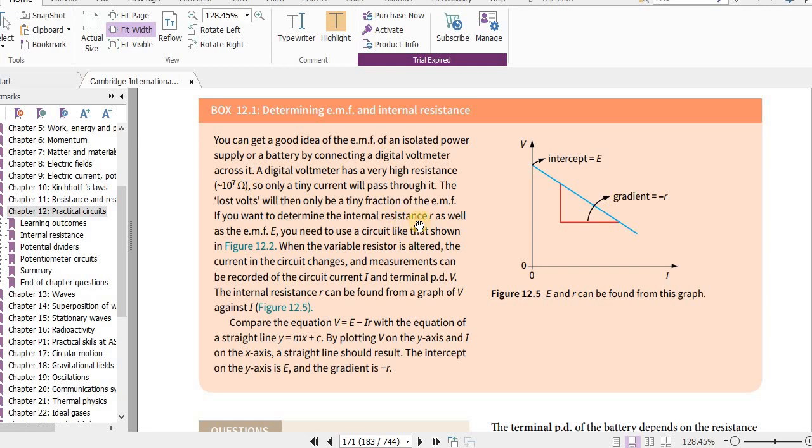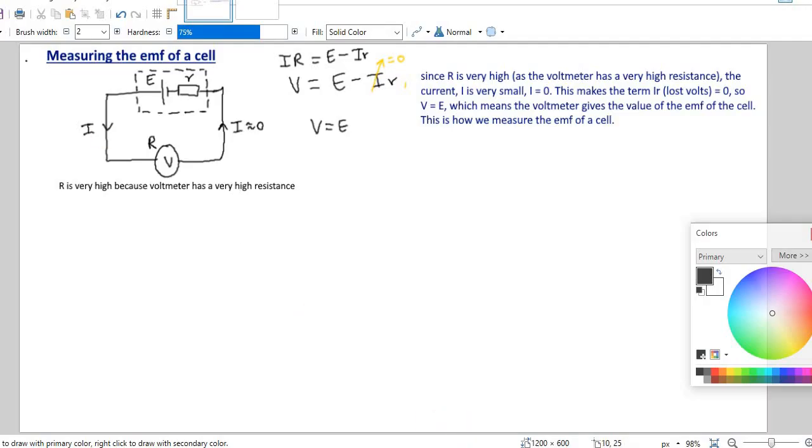If you want to determine the internal resistance r as well as the EMF E, you need to use a circuit like that shown in figure 12.2. When the variable resistor is altered, the current in the circuit changes, and measurements can be recorded of the circuit current I and the terminal potential difference V. So what is happening here is we have a graph of V versus I. Now how do we get this graph? Actually it is from this equation. So let me write it and show you now.